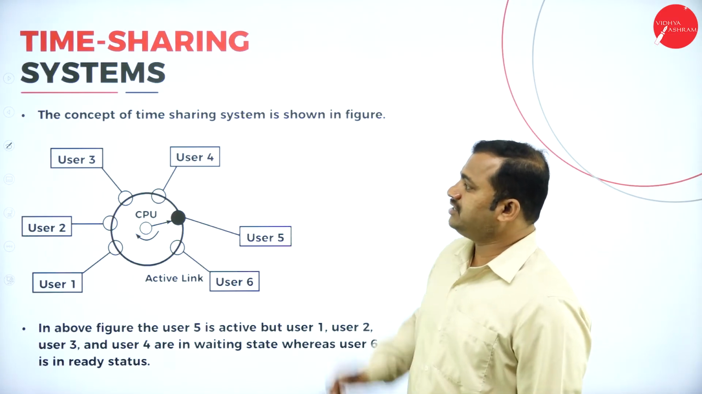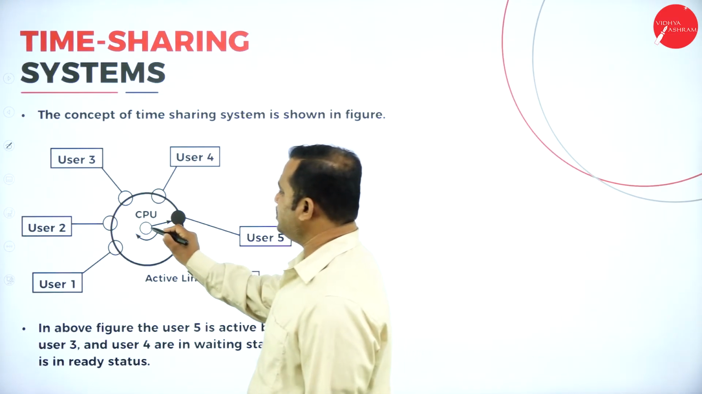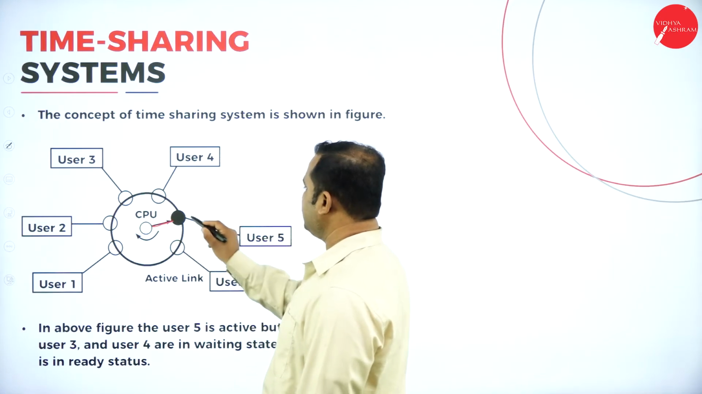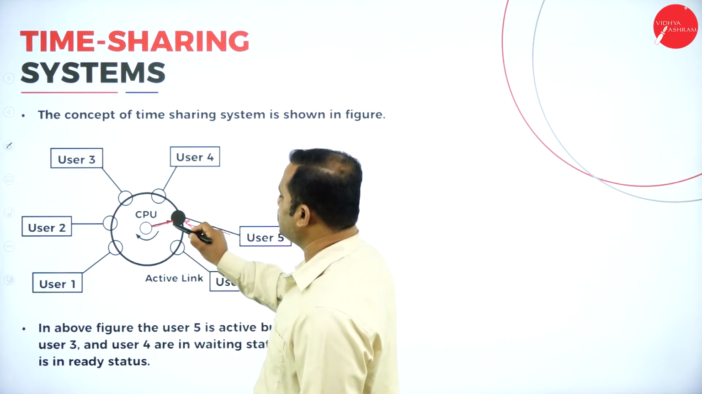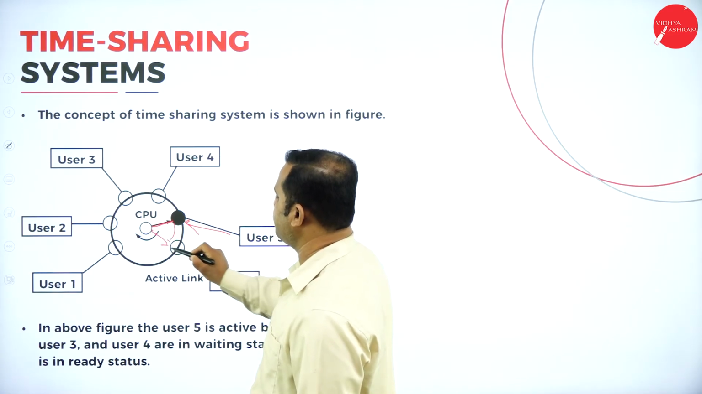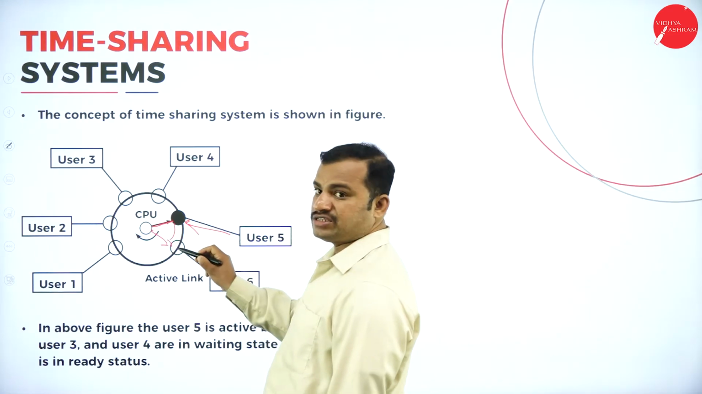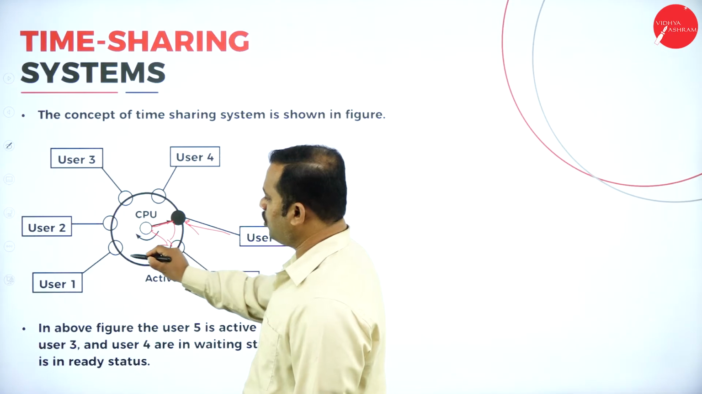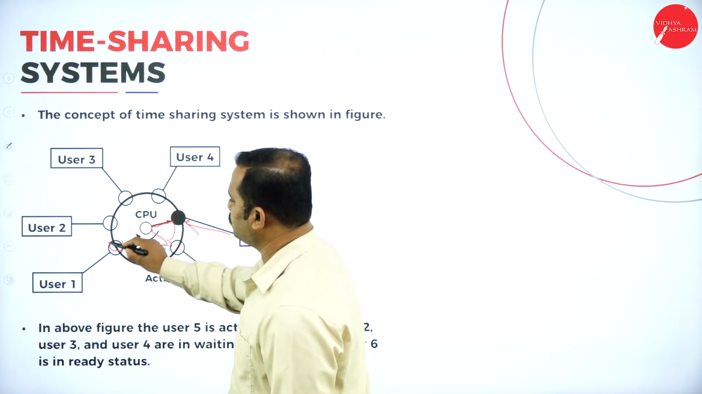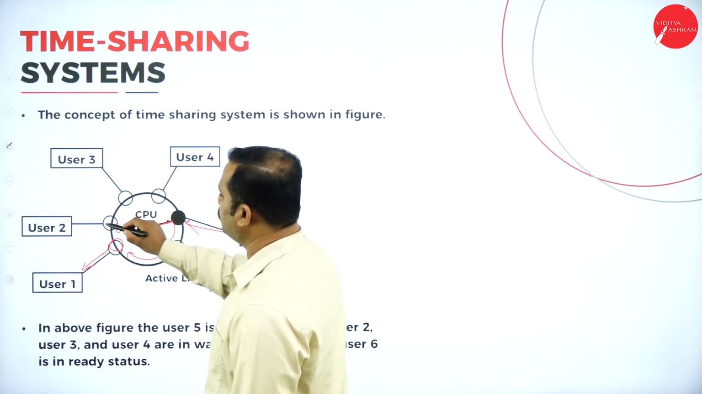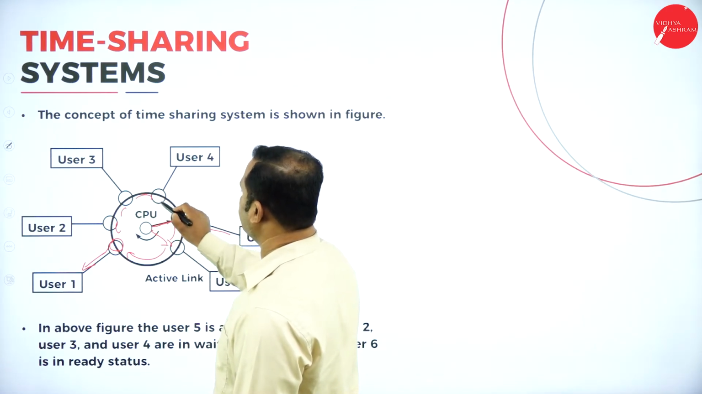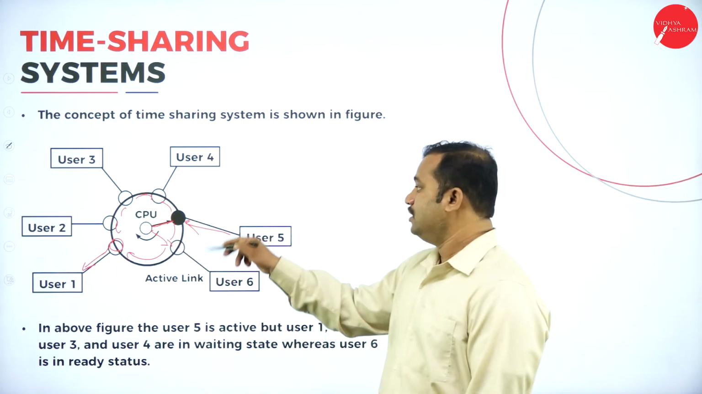Now, if you look at this diagram, you will see that the CPU is servicing user 5. Next, after the time quantum expires, it moves to the next user and services user 6. Once the time quantum expires, it moves to user 1 and services the request of user 1, then user 2, then user 3, then user 4, and comes back to the same user, that is user 5.